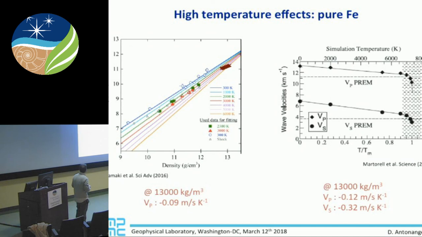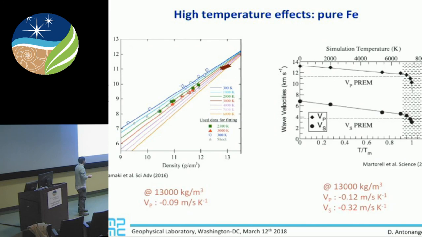So the last ingredient we have to kick in is high temperature. These are very complicated experiments, and the data set for pure iron, which covered the largest pressure and temperature range, is that by Sakamaki et al., which suggests, at constant density of 1300 kilogram per meter cubed, a variation of the compression velocity of minus 0.09 meters per second per Kelvin.